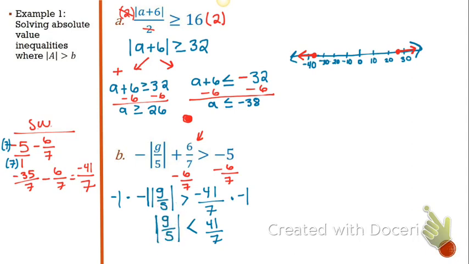So now, the next step is to go ahead and split and solve for G over 5 twice. So, the first one is going to be G over 5 is less than 41 over 7. And then the second one is going to be G over 5. Now, I know that it's a less than, but remember, we're going to go ahead and switch the inequality because we're adding a negative now.